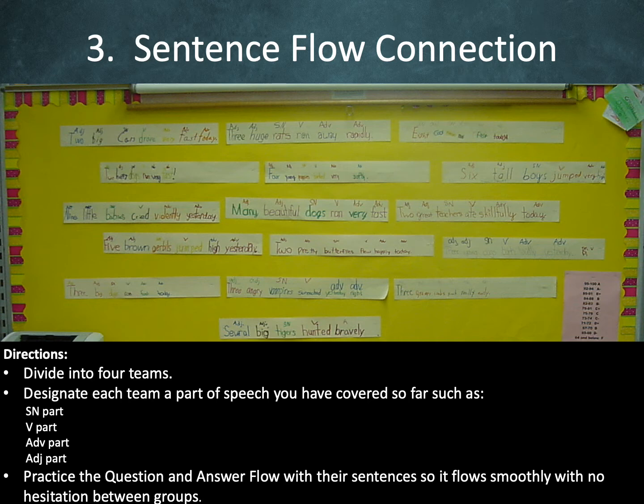You can divide your students into small teams of about 4 members each. Each group is designated to present each question and answer flow part that you've covered so far, such as the subject-noun part, the verb part, the adverb part, and the adjective part. Students practice with their sentences so it flows smoothly with no hesitation between group turns. This is an excellent way to sharpen the students' neural connections and to avoid sequence problems with the question and answer flow. This activity is extremely valuable for visual and auditory learners.